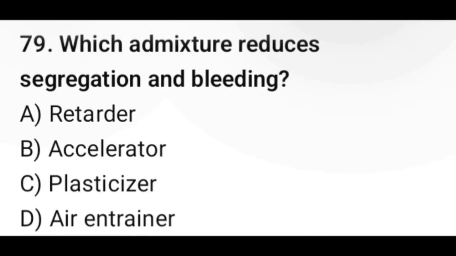Next question. Which admixtures reduce segregation and bleeding? Option A is retarder, option B is accelerator, option C is plasticizer, or option D air entrainer. So the right answer is option D.